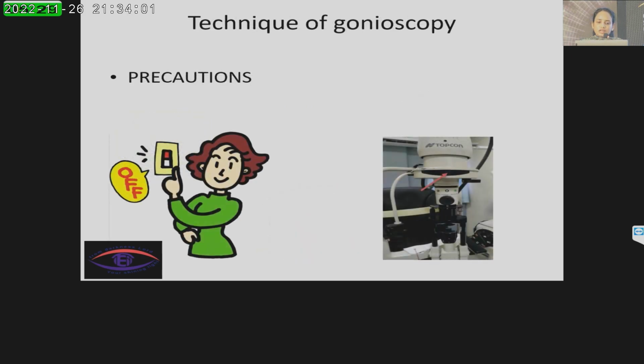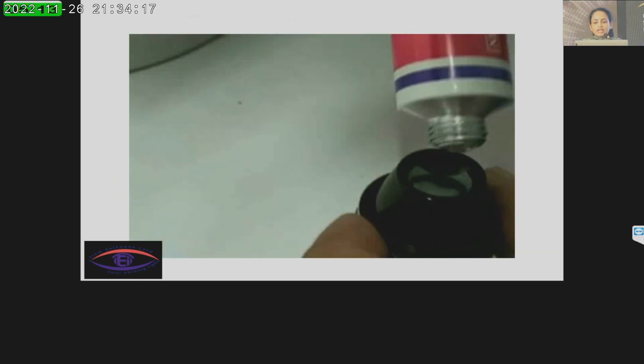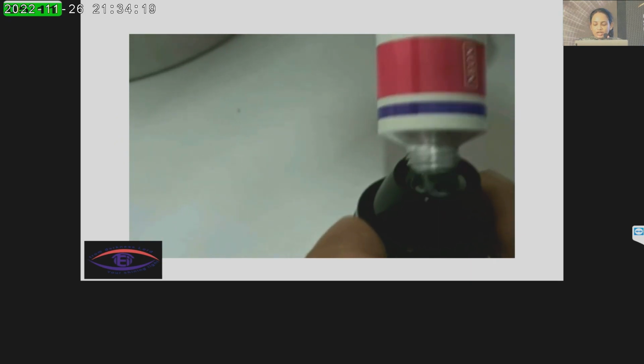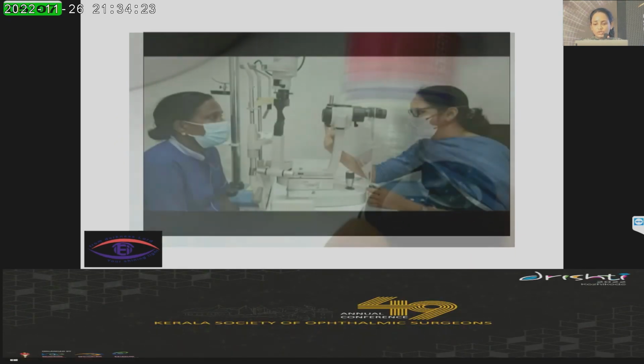The technique always starts with precautions. It is important that you do gonioscopy in a dark room, and also the slit lamp light height has to be less than 5 millimeters, otherwise there can be pupillary miosis which can artifactually open up the angle. Examine the lens, see there are no cracks, apply the coupling agent. Take care to avoid bubbles, otherwise bubbles can come in between and obscure your view.